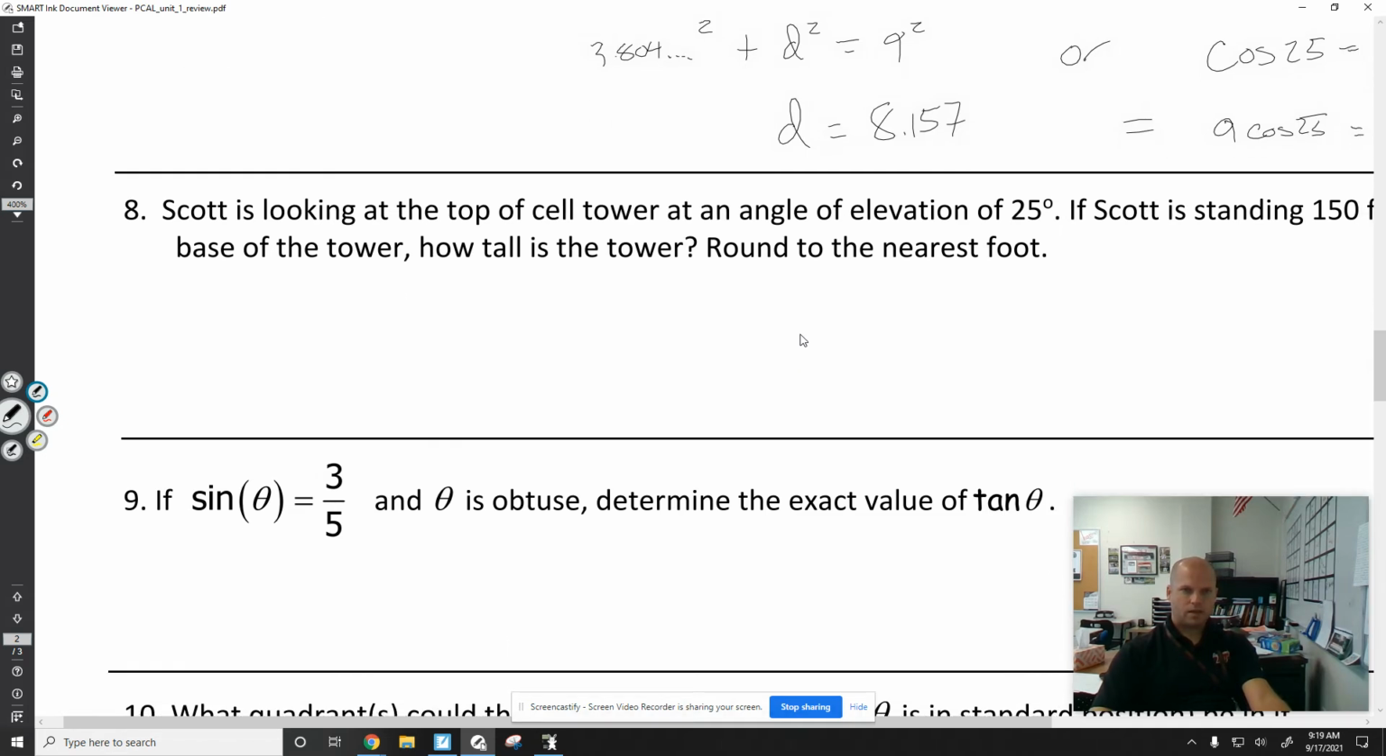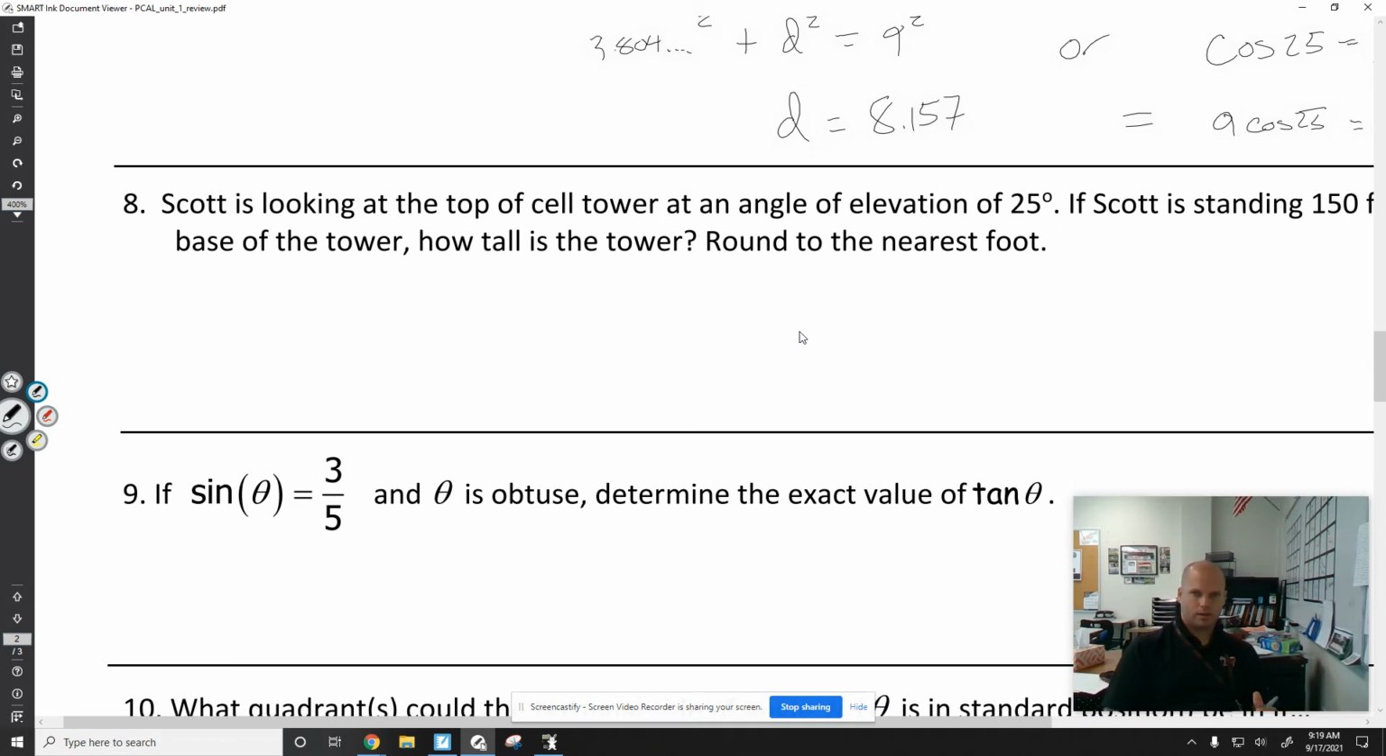Scott is looking at the top of a cell tower. So Scott's on the top of a cell tower. Here's my cell tower. Here's Scott. Angle of elevation, 25 degrees. So if we go out to the horizon and we go up 25 degrees, that's what Scott's doing, looking at.